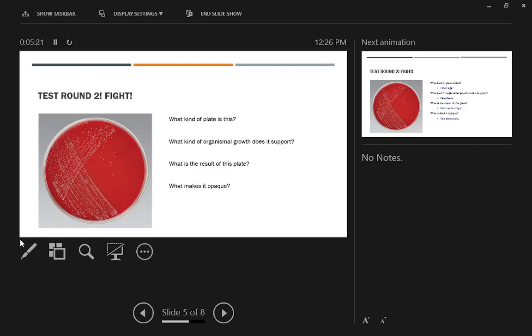Okay, what kind of organismal growth does it support? What kind of bacteria need blood agar? All of them. It's a specific type of bacteria. It's picky. It's a picky eater. We call that fastidious. It needs certain conditions, and it's really picky about those conditions, and it'll only grow on this plate in a specific way. What is the result of this plate?